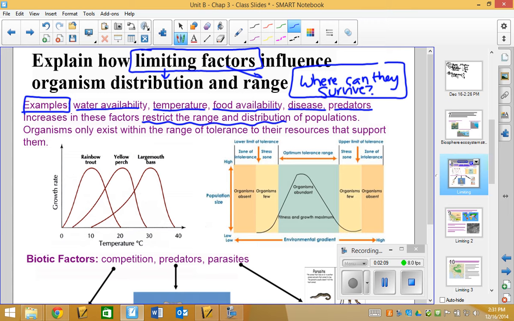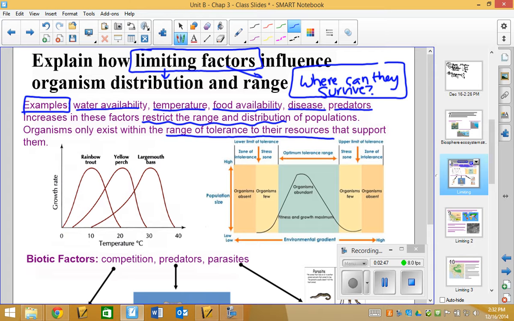And the main idea that I want to illustrate to you is that organisms only exist within what we call a range of tolerance to their resources. So I have two graphs. One of them is a specific example, and one of them is a very general description of what a graph might look like, so that I could pick any factor, make a graph out of it, and you would know what the graph represents by looking at the shape of it.